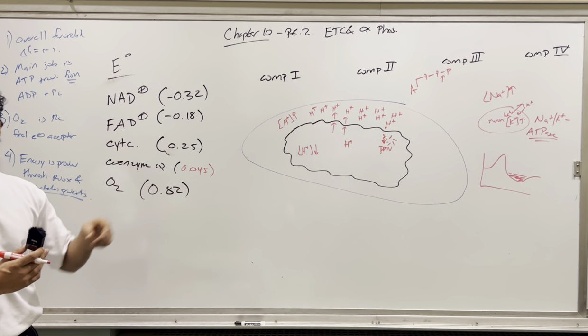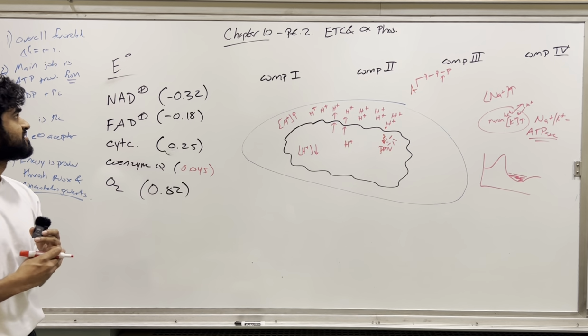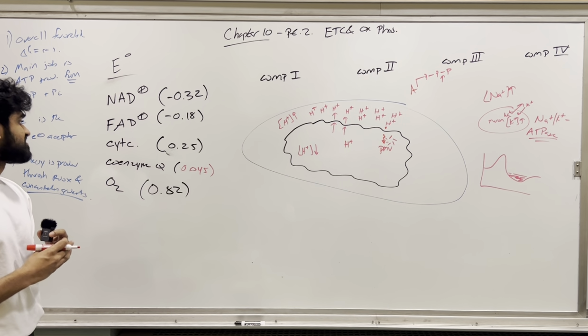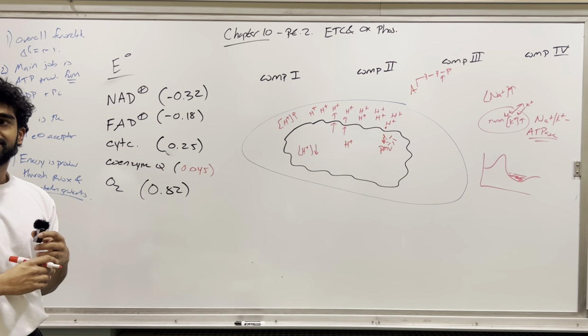Let's find the reduction potential of coenzyme Q. Why is this so small? I found a different number for NAD+. What'd you find? Negative 0.95? I doubt that.